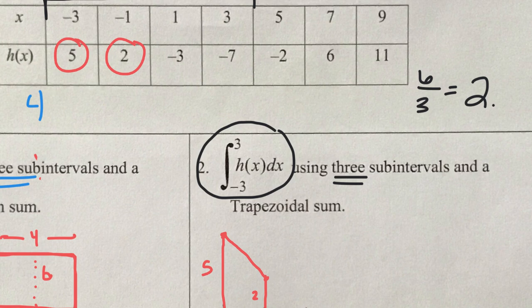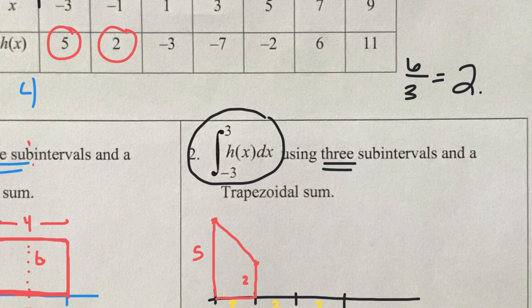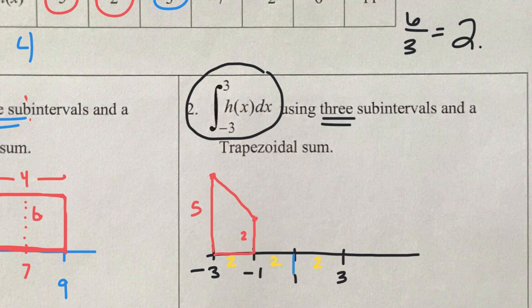Okay, and in a second we're going to find the area of that trapezoid. So now let's move over. What about +1? For +1, the y value is -3. So that's down 3 units. Okay, so we're going to have to make our trapezoid look like this.